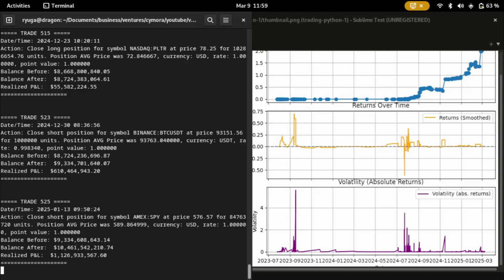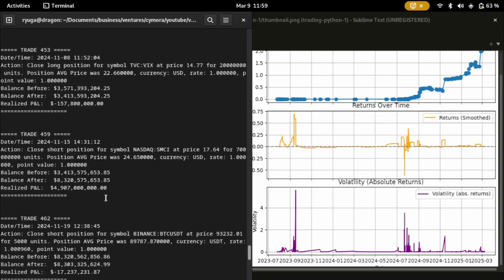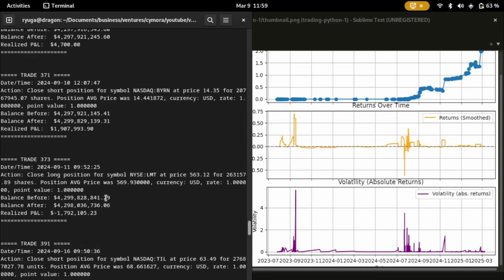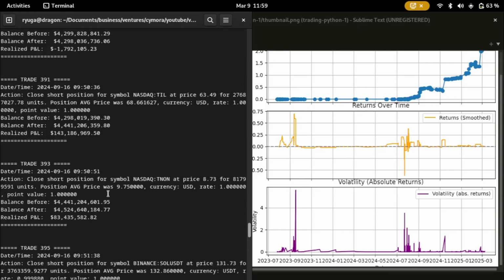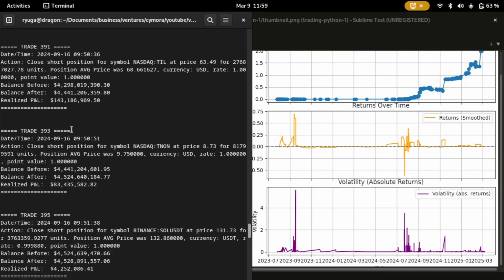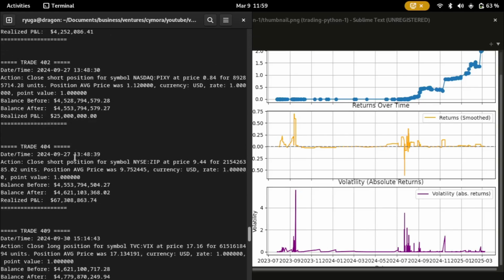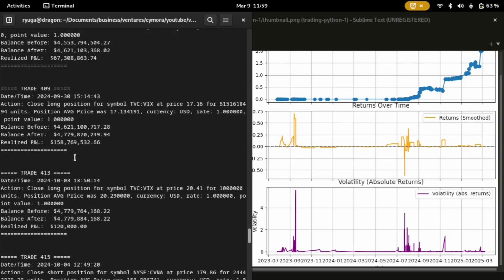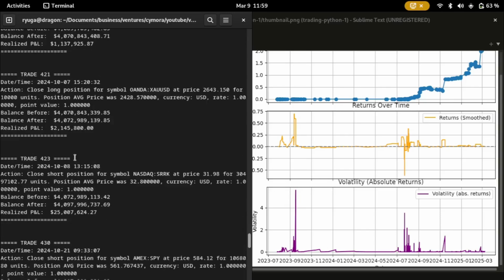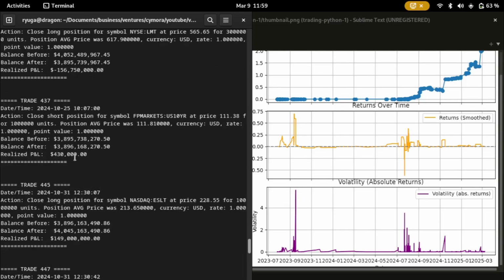Now, as you can see here, I actually skipped over a few trades that were pretty fundamental to the account. Which one was that one? It should have brought the account balance up to 8 billion.